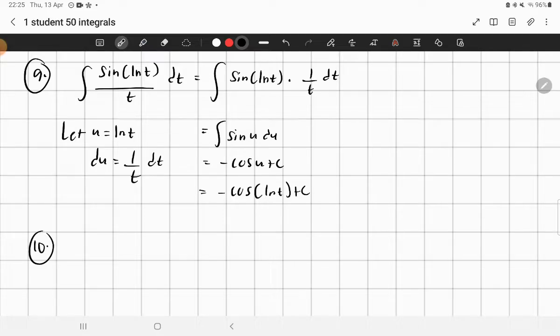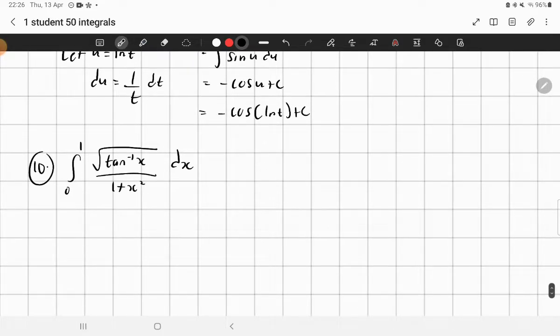Anyway, moving forward to question 10, we have a definite integral from 0 until 1 of the square root of arctangent of x, divided by 1 plus x squared. Not to worry about this integral. If you recognize the substitution, then there should be no problem, by recognizing the first derivative of arctangent.